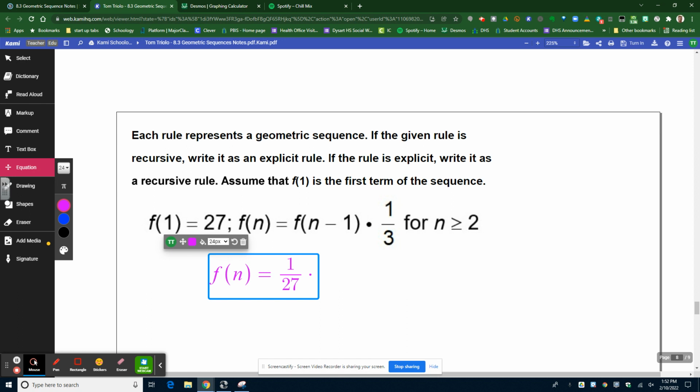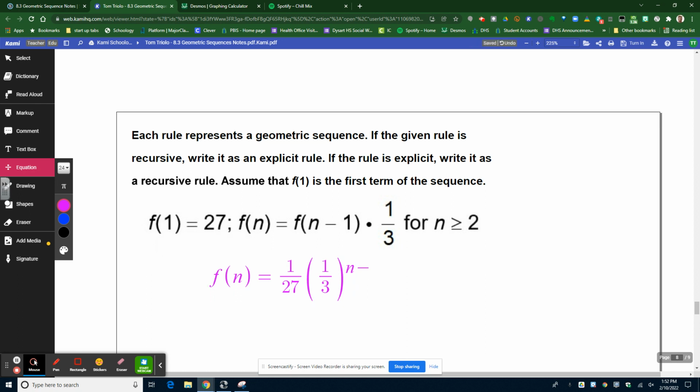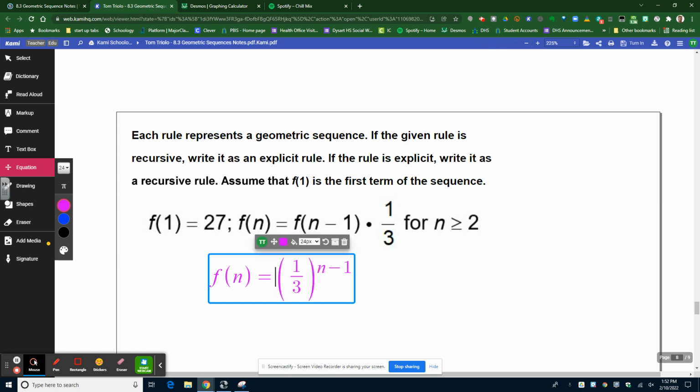So this is 1/3. When your common ratio is a fraction, my recommendation is to put it into a set of parentheses. Oh, sorry, I'll fix that. Right outside to the power of n minus 1 because of the 2. So you have to pay attention to the number on the outside. And this should be just 27. Okay? And then let's simplify this.